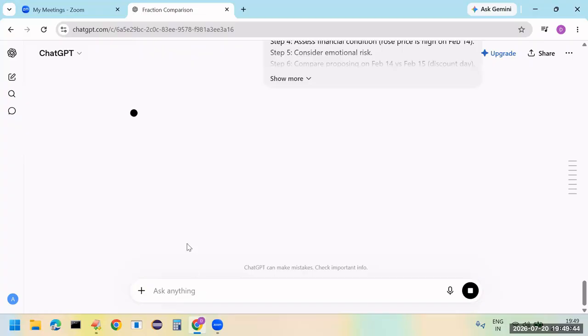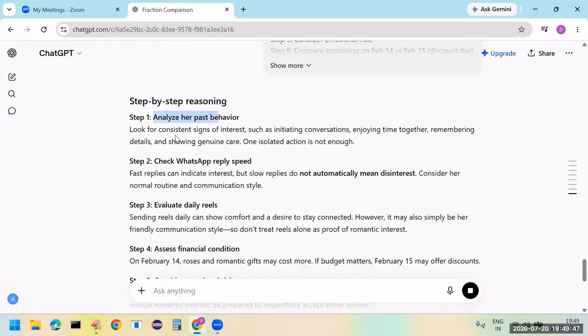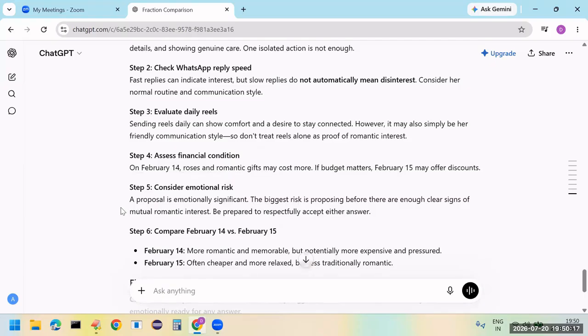Observe, friends. Analyze her past behavior. Look for consistent signs of interest, such as initiating conversations, enjoying the time together, remembering details, and showing genuine care. One isolated action is not enough. Check WhatsApp reply speed. Fast replies can indicate interest, but slow replies do not automatically mean disinterest. Consider her normal routine and communication style. Evaluate daily reels. Sending reels daily can show comfort and a desire to stay connected.